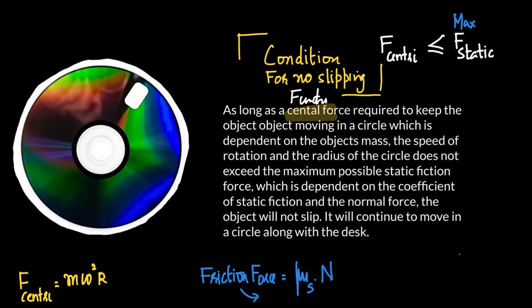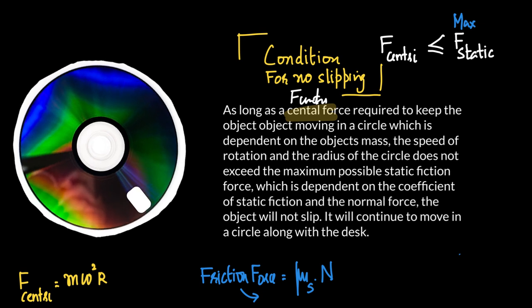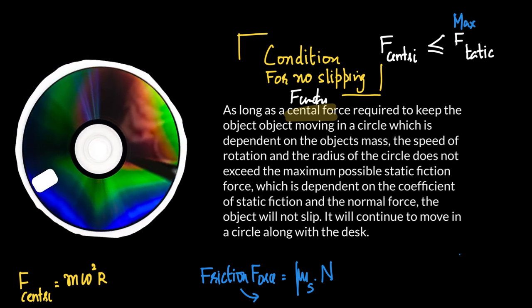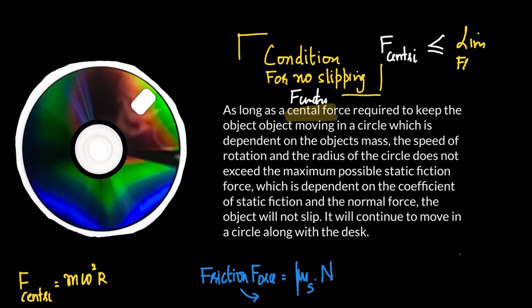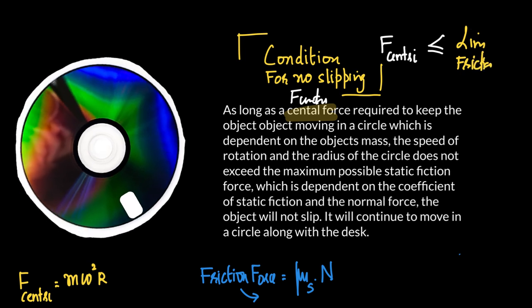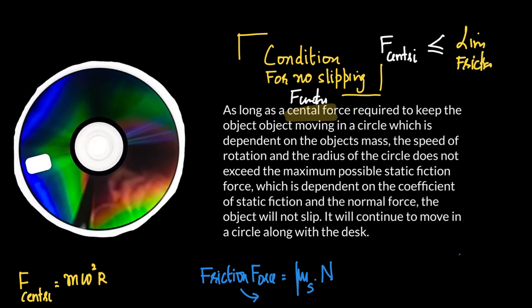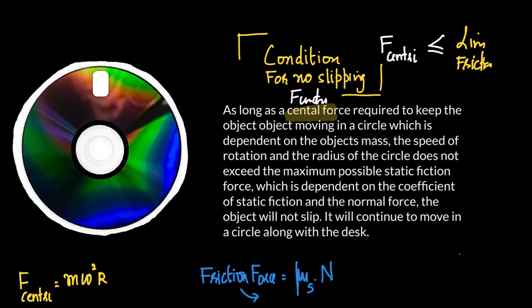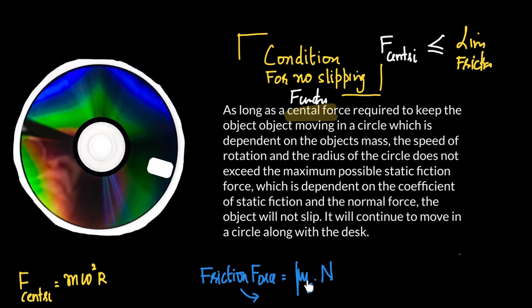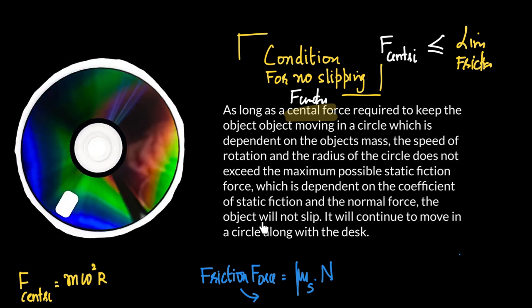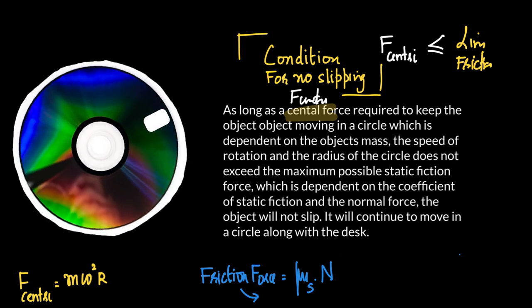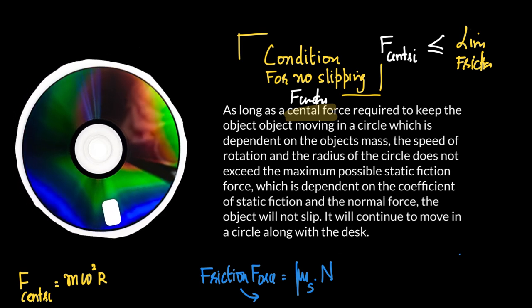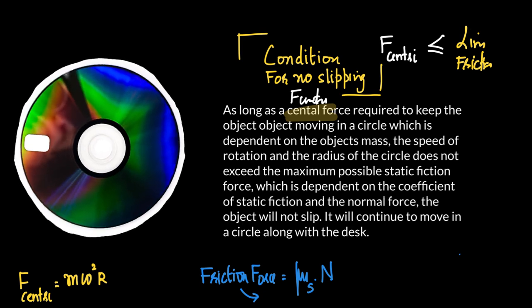Now, what is the maximum value of F static? Exactly, the maximum value of F static is nothing but limiting friction, right? The maximum limit of static friction, which is what we call the limiting friction, which is dependent on the coefficient of static friction mu(s) and the normal force N. The object will not slip. It will continue to move in a circle along with the disc. So I hope things are getting more clear to you now. Let's do it one more time.